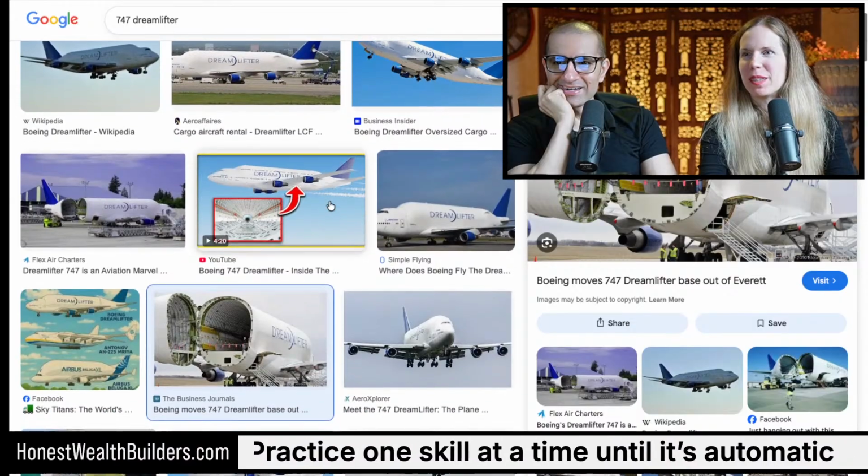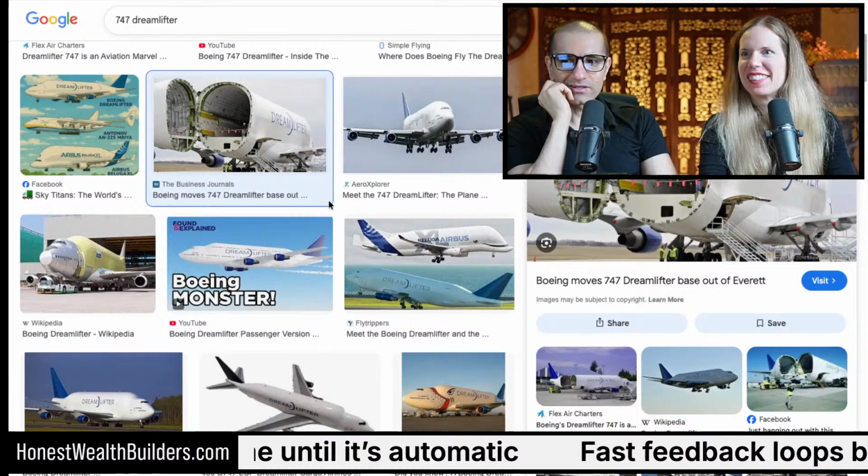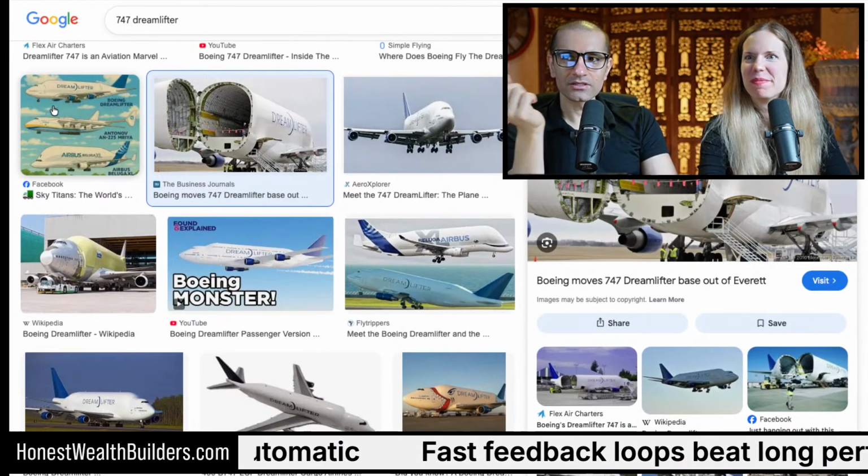That is a weird-looking plane. You know why they made it like this? That doesn't look aerodynamic. It's not. You know why they made it like this?